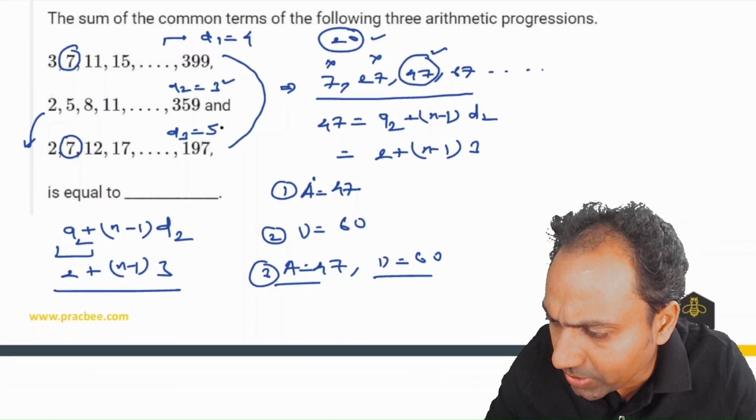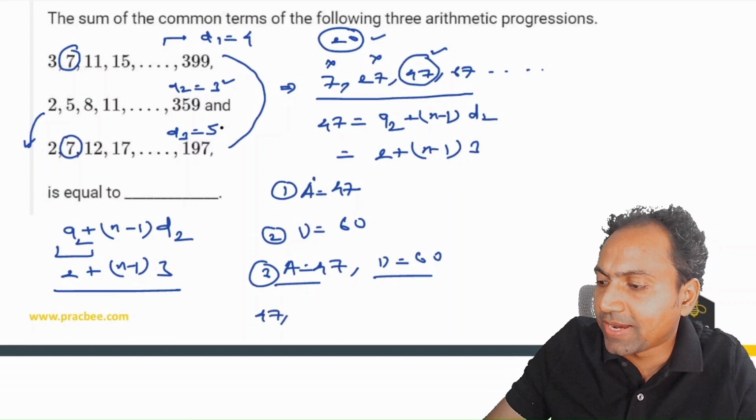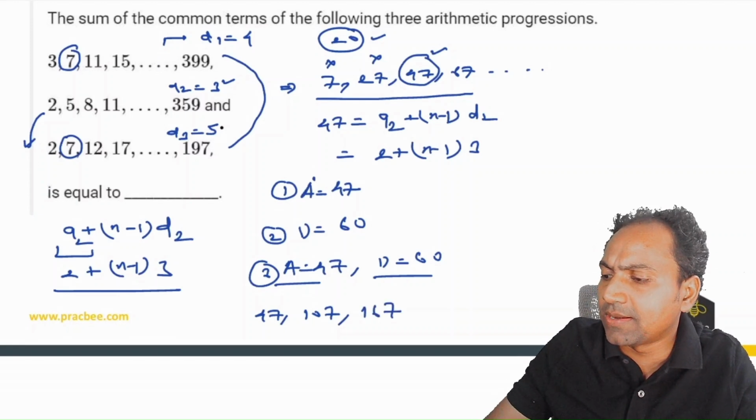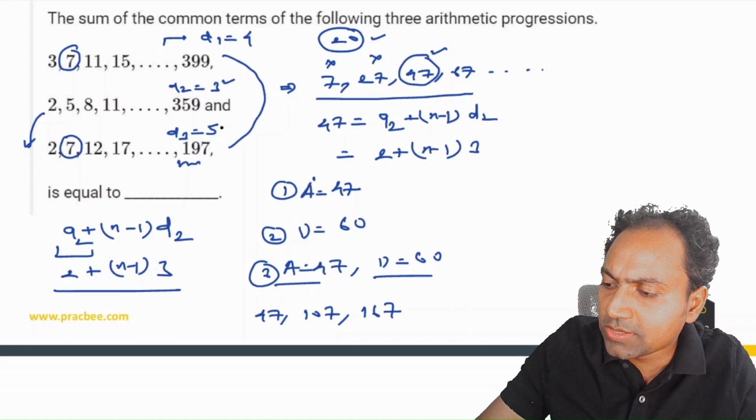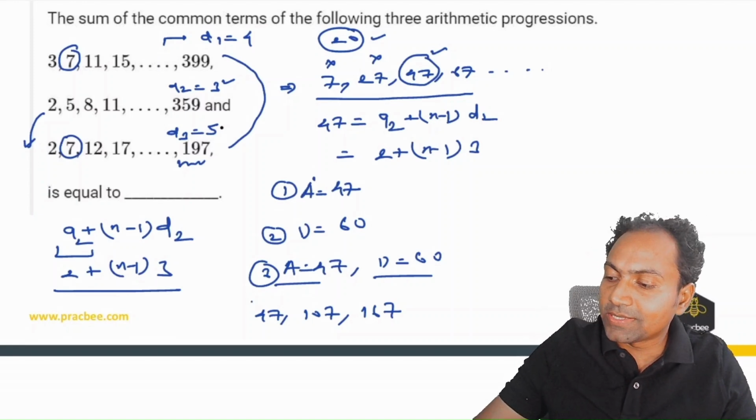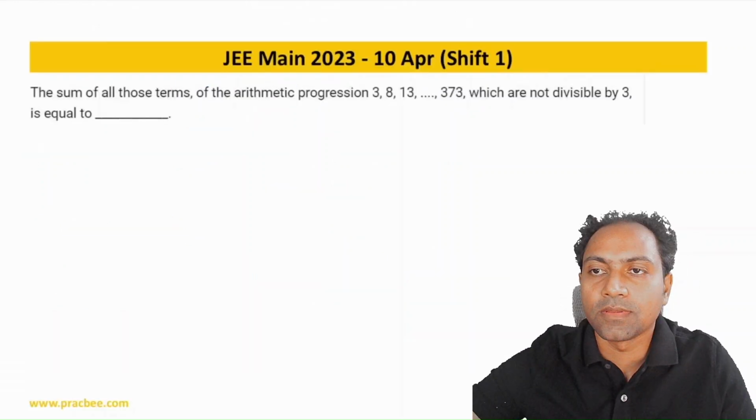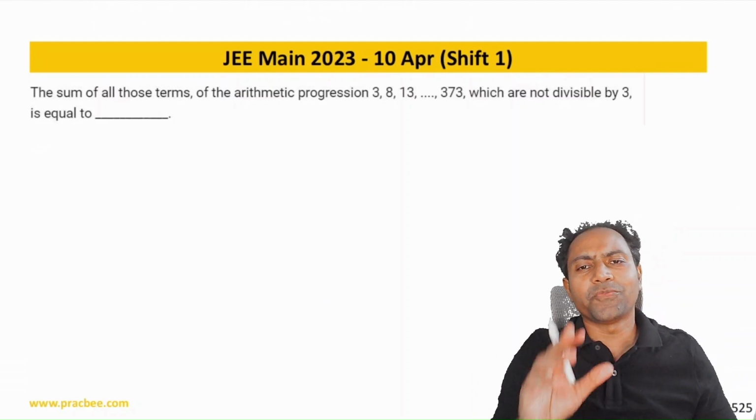So if I start doing that, the first term is going to be 47. The next, if I add 60, becomes 107. Next, if I add 60, it becomes 167. And you can see that after this, it will cross the minimum term out of this three series, that is 197. So what I need to find is just the sum of these three terms, and I will get my answer. Now this next question works on a very interesting concept.